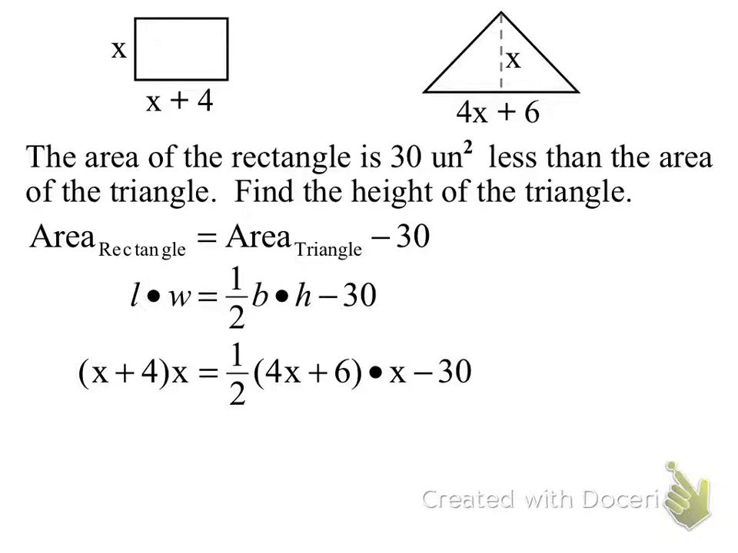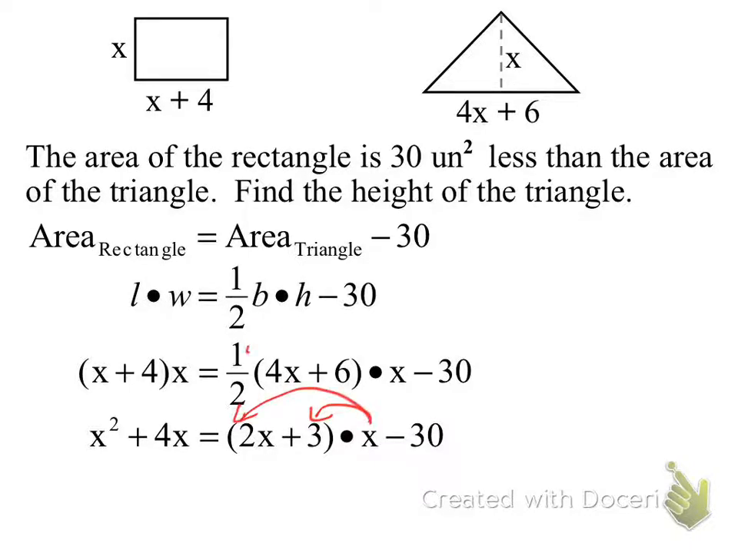Okay, now we're going to double distribute and finish it up. X squared plus 4x equals 2x plus 3 times the quantity, that whole quantity times x, and then minus 30. And now I'm going to distribute. I don't try and double distribute twice. I don't distribute this and this at the same time. That to me is a recipe for disaster, losing negatives. So I do it one step at a time, and we end up with x squared plus 4x equals 2x squared plus 3x minus 30.